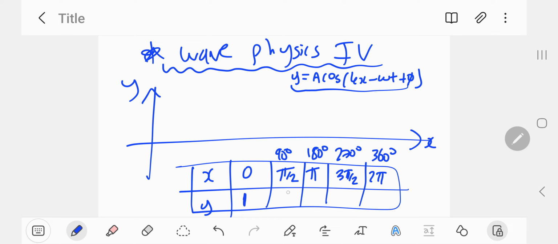1, y is 1. Pi on 2 would get 0. For pi would get minus 1. 3 pi on 2 would get 0, and 2 pi is 1. So if we plot here, pi on 2, so this is 0. Let's call that the origin. Pi, 3 pi on 2, and then 2 pi. And on the y-axis, we'll go up by halves. Okay, half, 1, minus a half, 1. I should say minus 1.